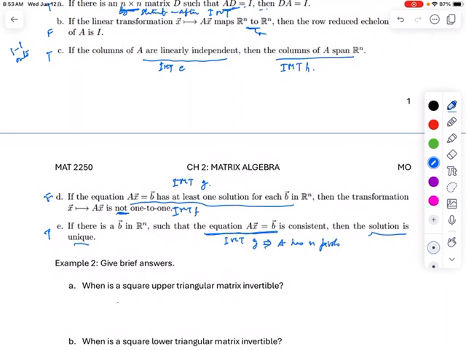So solution is unique. Okay. Let's look at problem number 2. Example 2, give brief answers. So first one, when is a square upper triangular matrix invertible?